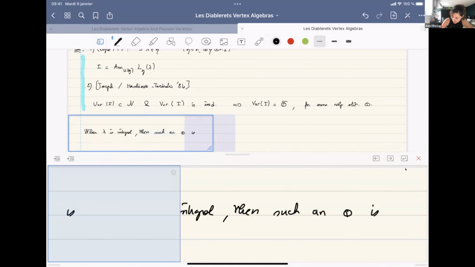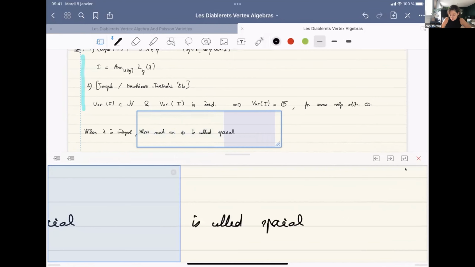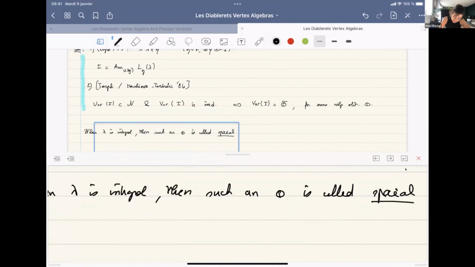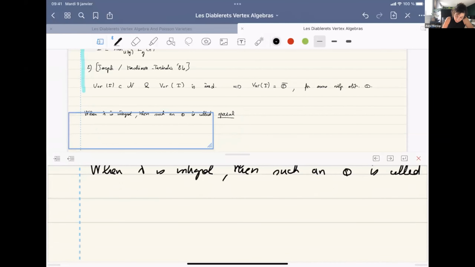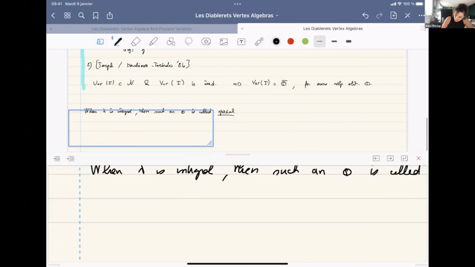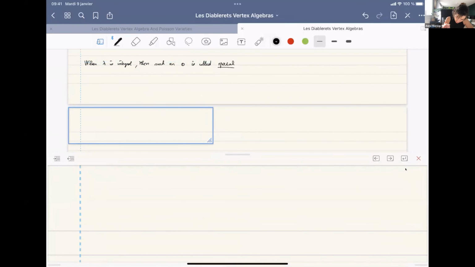O is called special. So this coincides with the notion of special nilpotent orbit of Lusztig. And in this case, we can describe more precisely the connection between lambda and O. So more precisely, we have the following result due to Barbasch and Vogan that I want to remind because we will have some analogous result later. So the theorem says the following.